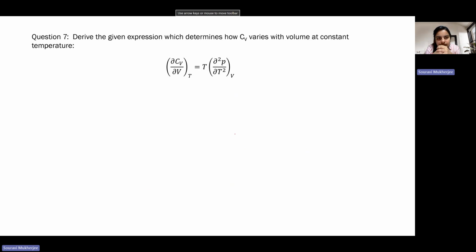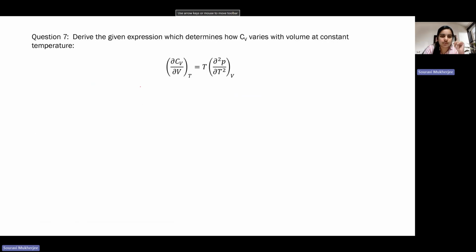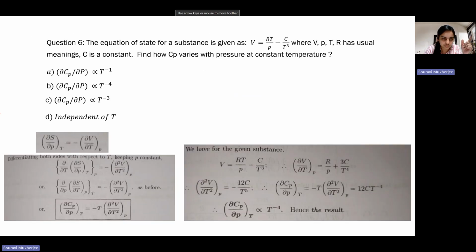Here it says that derive the given expression which determines how Cv varies with volume at constant temperature. So initially we found del Cp del P at constant temperature. Now we are finding del Cv del V at constant temperature. Okay. So how do we do it? I'll give you a couple of minutes to just think about it. It will be a process similar to what we have done.